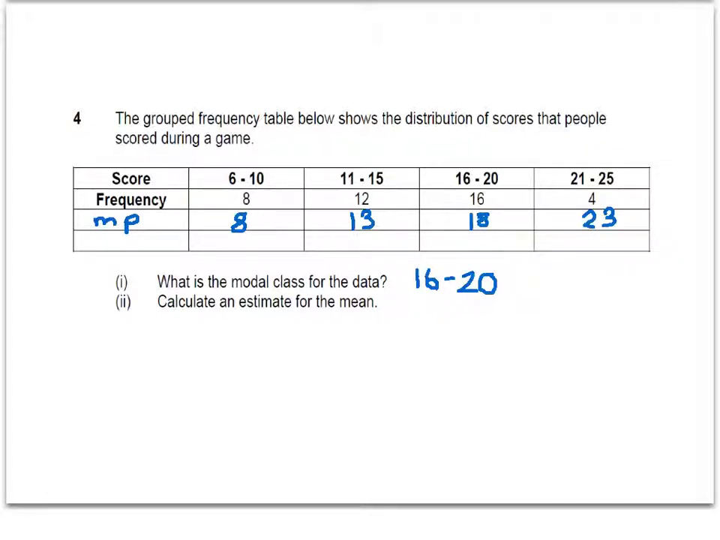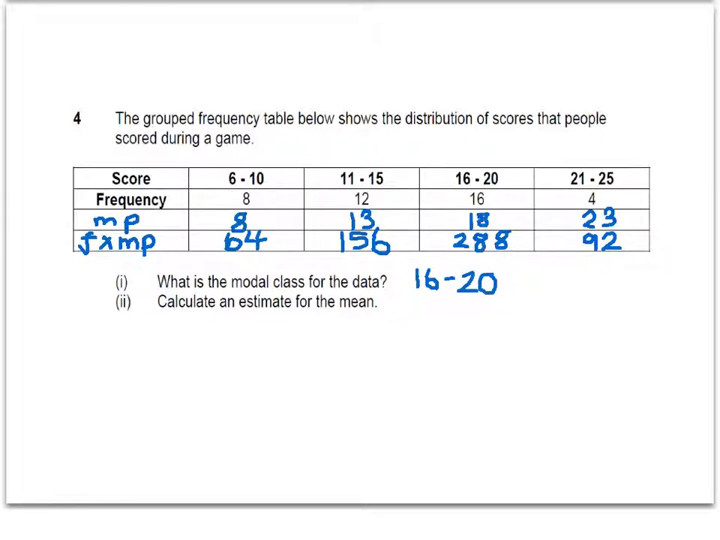So now I need to do kind of what I did before. I'm going to multiply the frequency by the score, which is now the midpoint. So it's going to be frequency times the midpoint. Eight times 8 is 64. 12 times 13 is 156. 16 times 18 is 288. And 4 times 23 is 92.